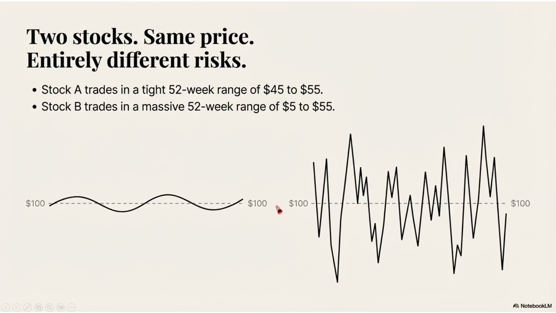This is 50, not 100 here. So from 45 to 55 here, and the mean is $50, and here from 5 to 55 with the mean of 100. Even though they might trade at the exact same price today, stock B carries significantly more risk because of its high volatility.